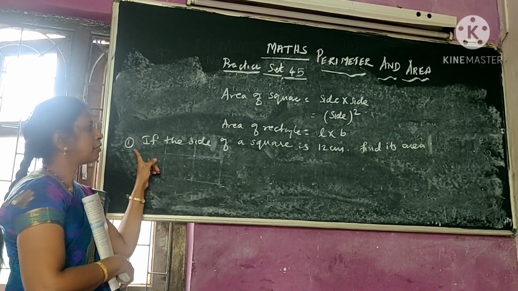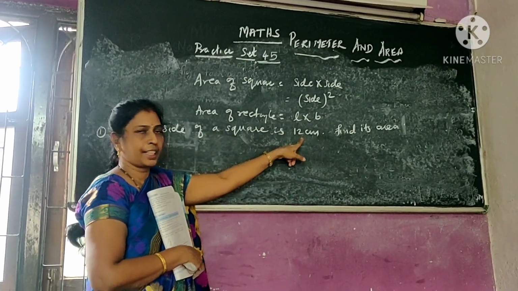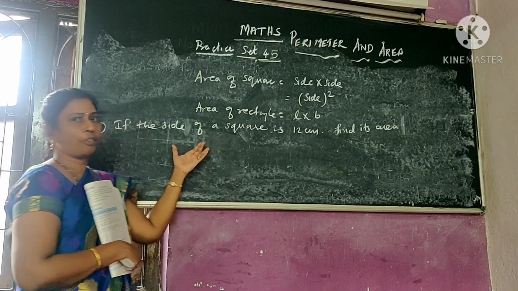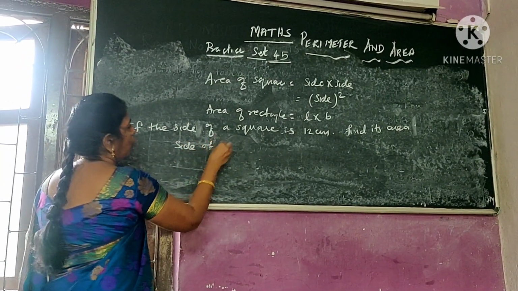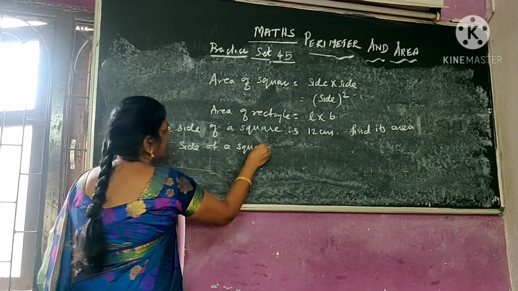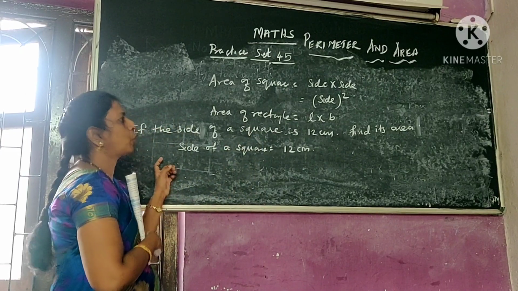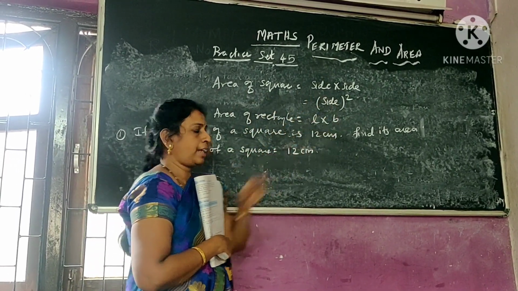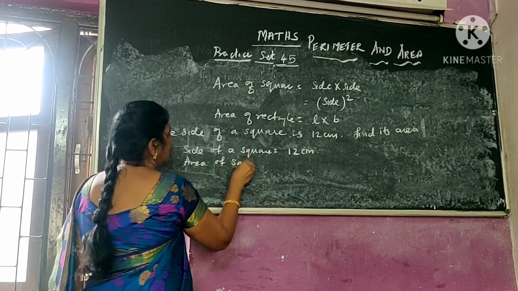We are going to start our first sum. If the side of a square is 12 centimeter, find its area. So we are going to find the area of a square. First we will write the side of the square. How much is the side? 12 centimeter. Now we want to find the area. Area of a square formula is side into side.